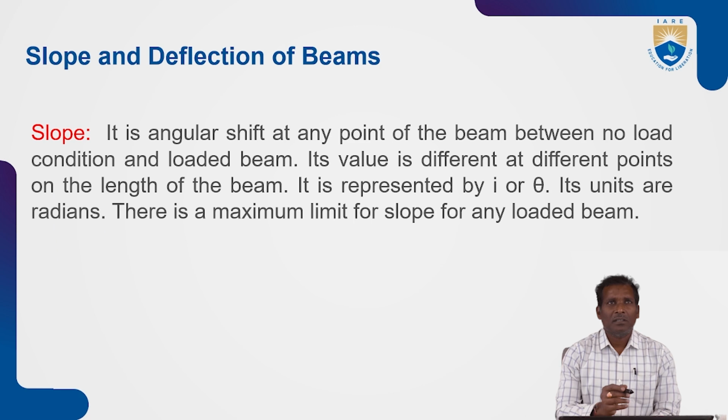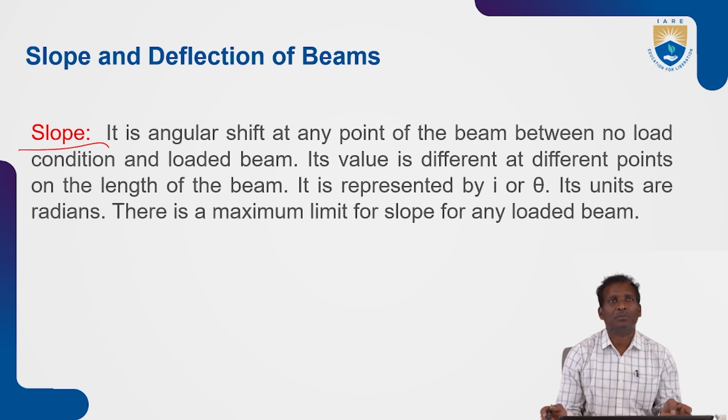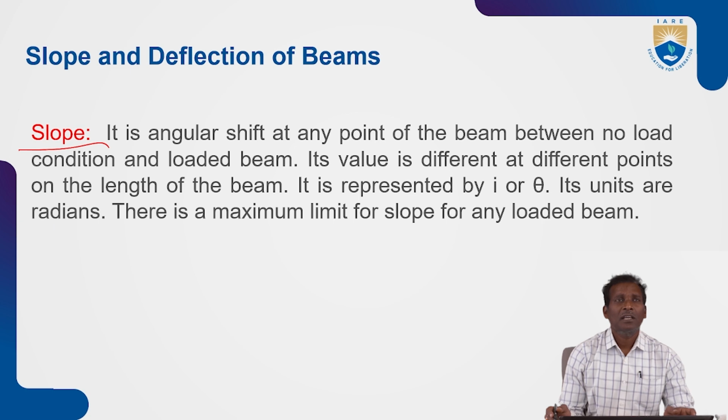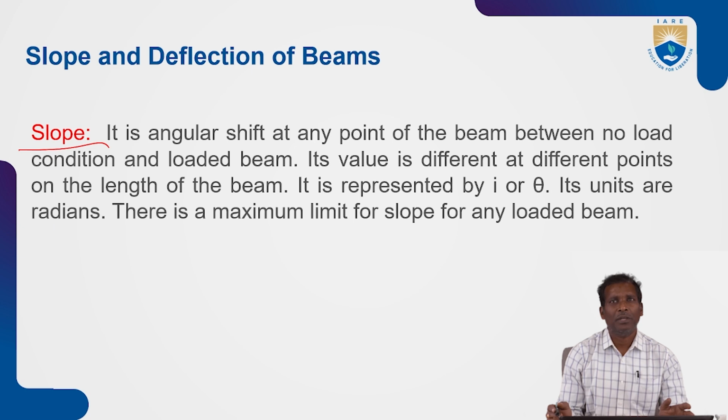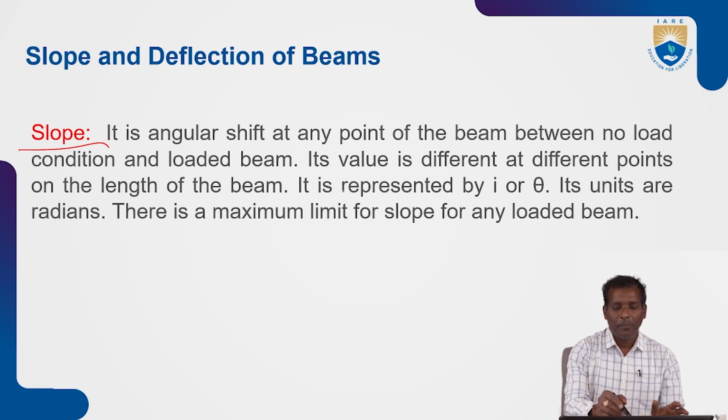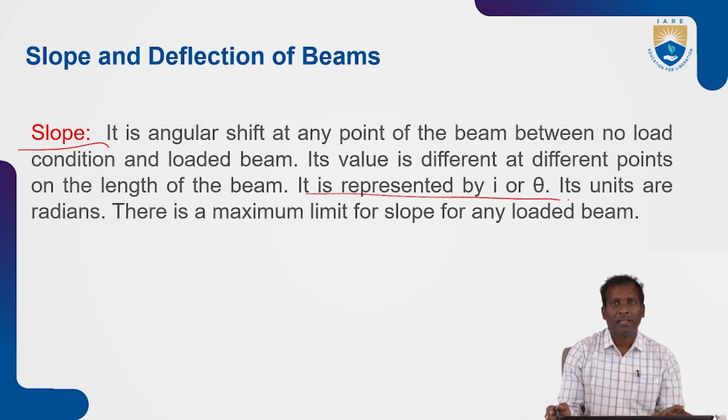First we will see the slope and deflection of beams. What do we mean by slope? Once again, recall the definitions of slope and deflection. The slope is the angular shift at any point of the beam between the no load condition and the loaded beam. Its value is different at different points on the length of the beam. It is represented by i or theta.